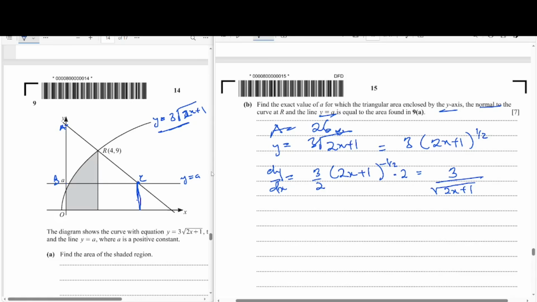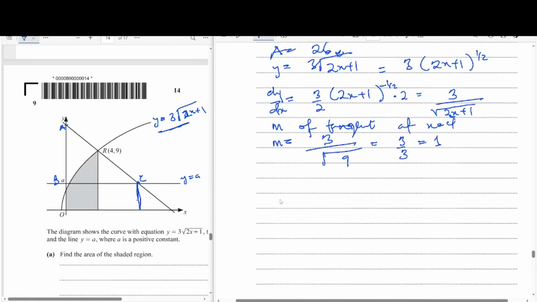And then at R, where we find the normal passing through, x equal to 4. So at x equal to 4, the gradient of the tangent, which is the same as the gradient of the curve at R, is given by 3 divided by root of 2 times 4 plus 1, that is 9. And that gives us 3 over 3, and we get 1. So that's the gradient of the tangent at x equal to 4.